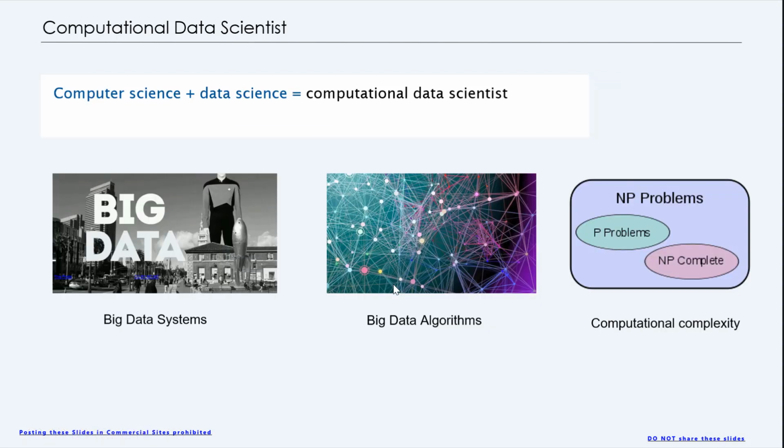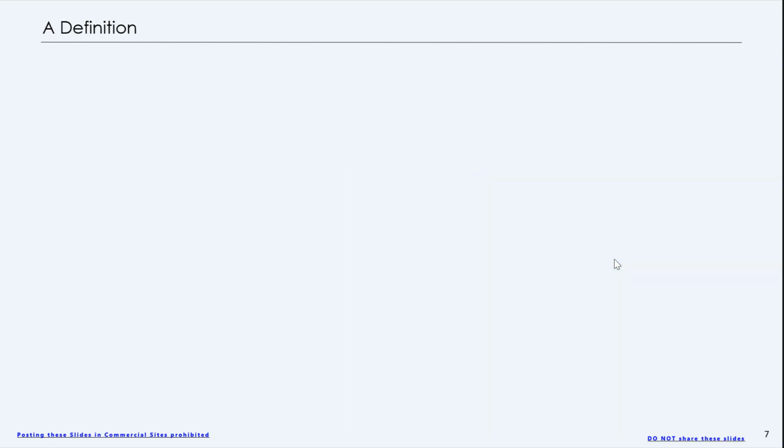So a computational data scientist, which I believe most of you are, combines computer science and data science to create some interesting things with computation. So we have big data systems, we have big data algorithms, and we also have the computational complexity there.